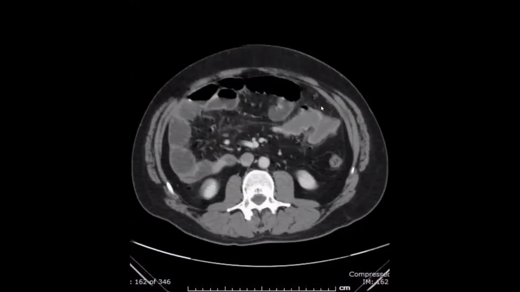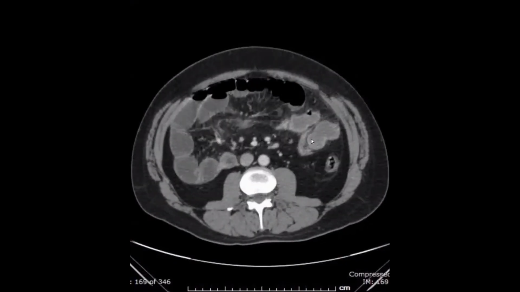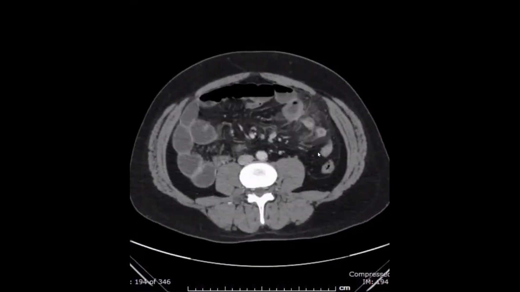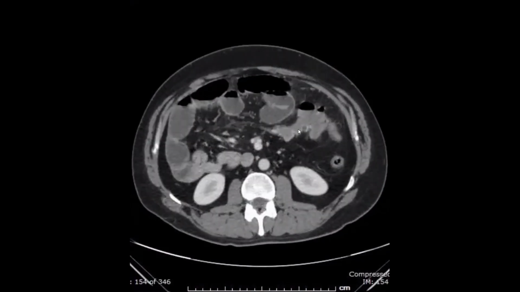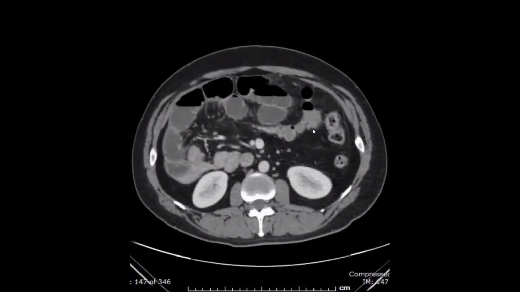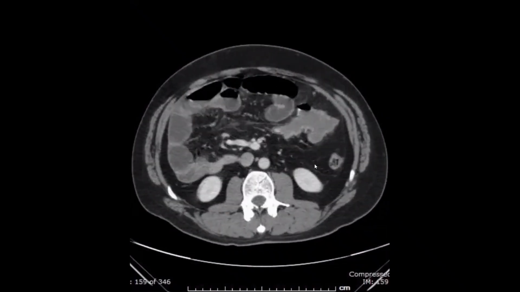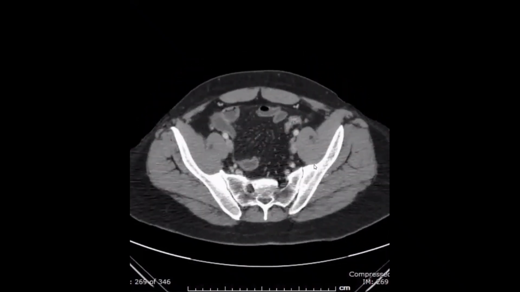What is this structure? I think this is part of the small bowel. Do you think so? Yeah. So can we scroll from down?